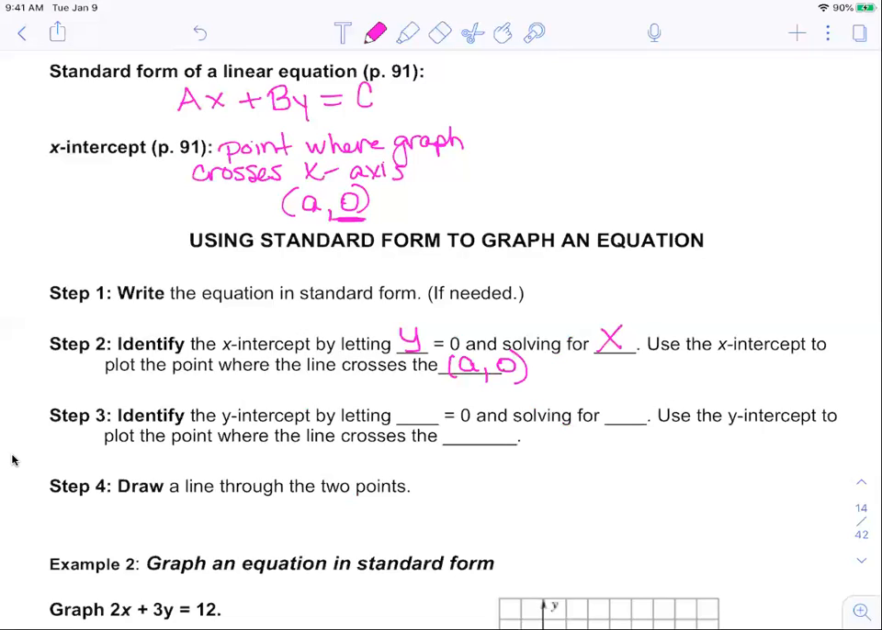Something comma 0, that's what it means: 7, 0, 5, 0, negative 3, 0. Identify the y-intercept by letting x equal 0 and solving for y. So essentially, whatever letter we're solving for is the intercept we're trying to find. For the x-intercept, I'm solving for x. For the y-intercept, I'm solving for y. And plot the point where the line crosses the y-axis, which is 0 comma b, or where it crosses the x-axis, which is the point a comma 0. And then draw a line through the two points.